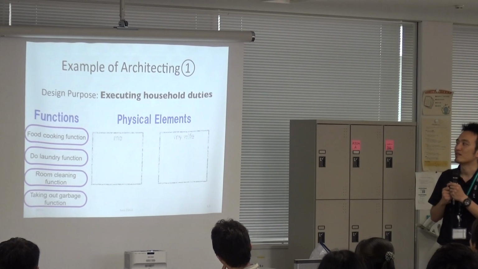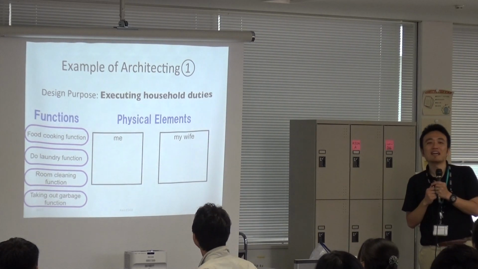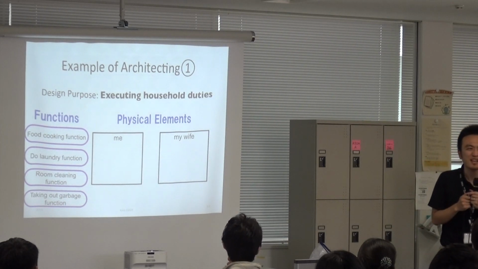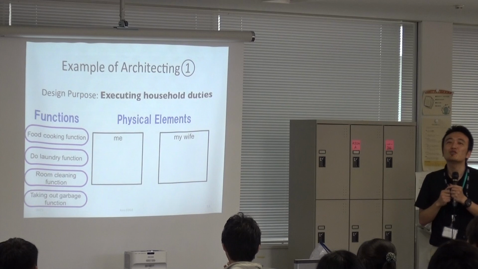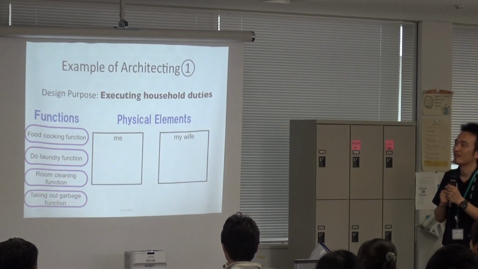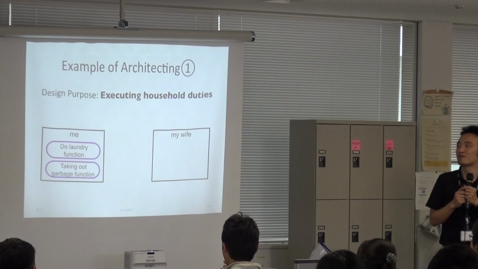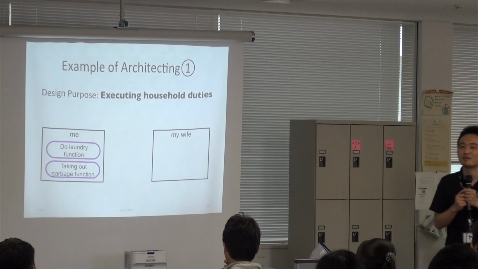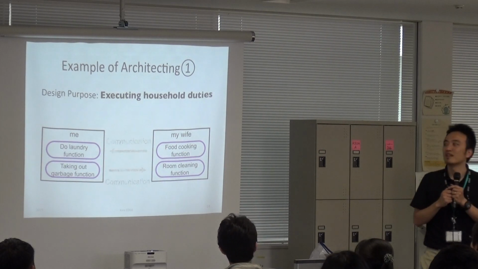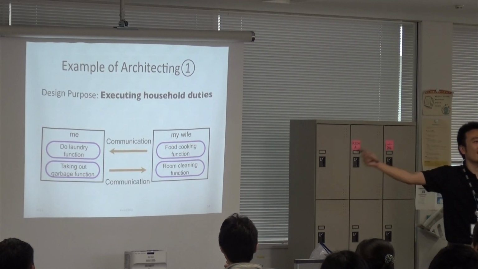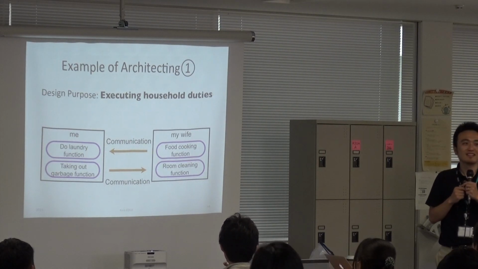And physical element. There's me and my wife. My kid is too small. I'm gonna make her do it soon, but no. Currently, there's 2 physical elements that I can choose. Now I'm allocating. Me doing laundry function and taking out garbage function, and my wife is doing food cooking function and room cleaning function. And the communication in between. Ta-da! Happy life, right?